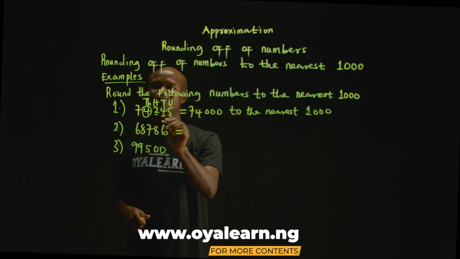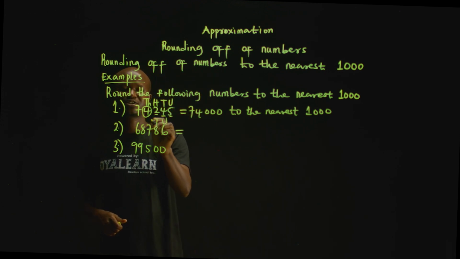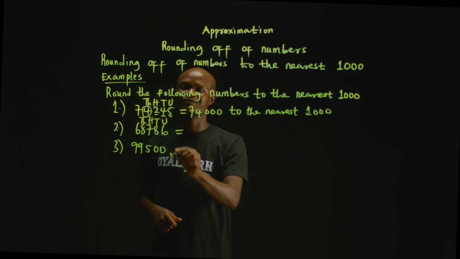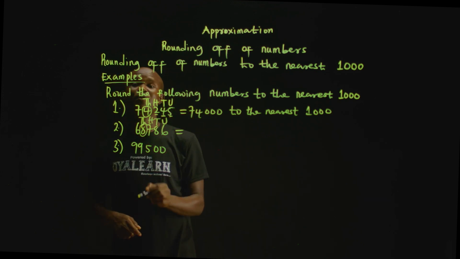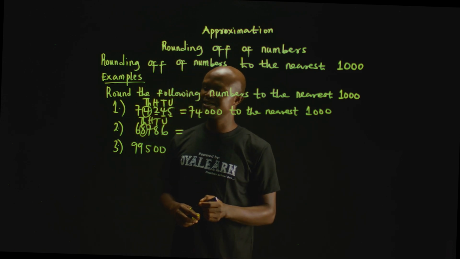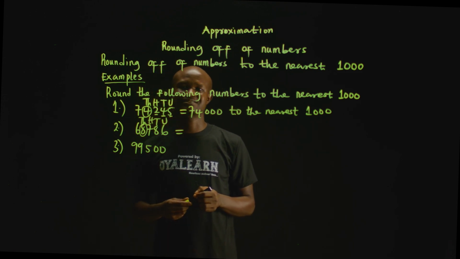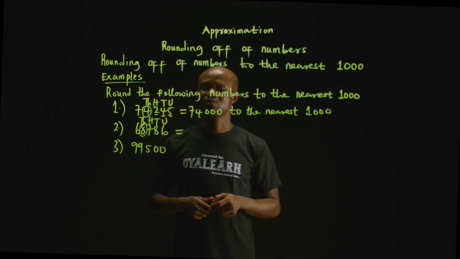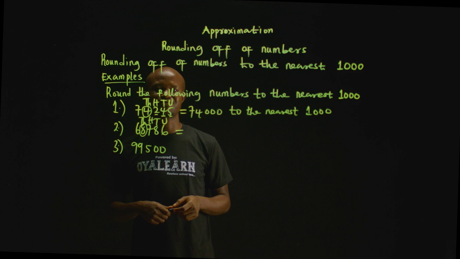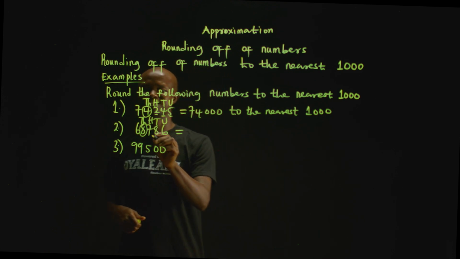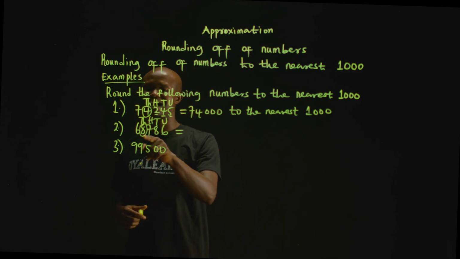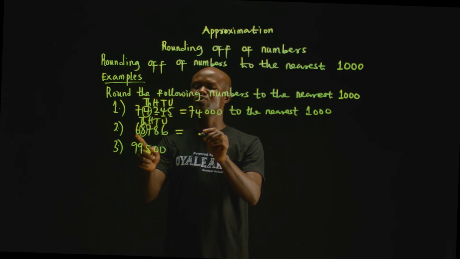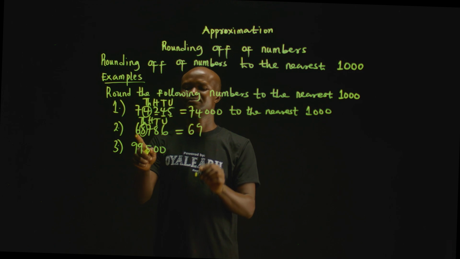68,786. We apply units, then tens, 100, and 1000. Now where do we have TH? It is on top of 8. And what is the number immediately after 8? Which is what? 7. And 7 is even more than 5. So we take 1 from 7 and add it to 8. We have what? 9. So here we are going to have 6, 9.